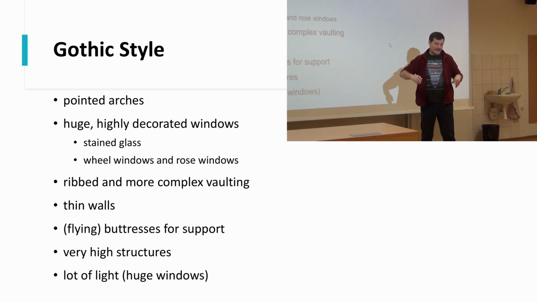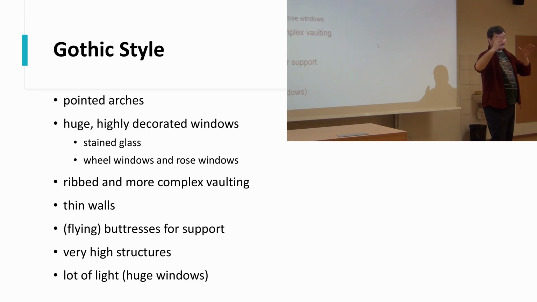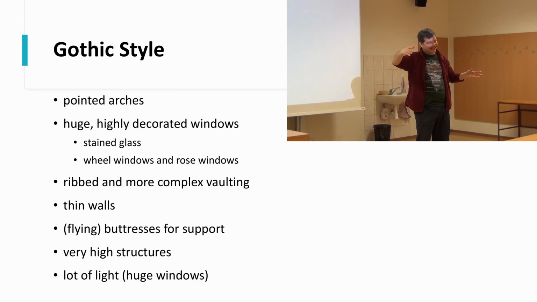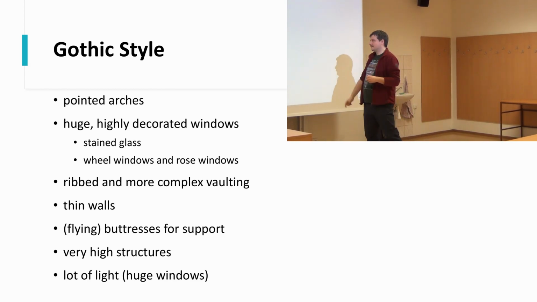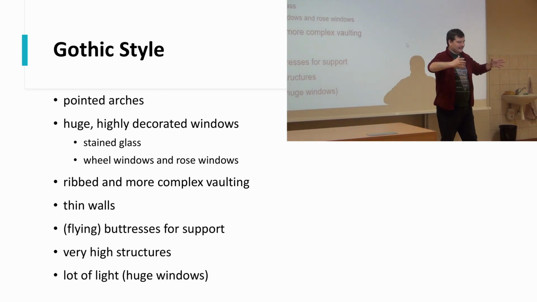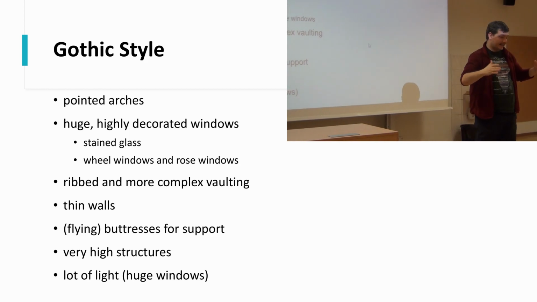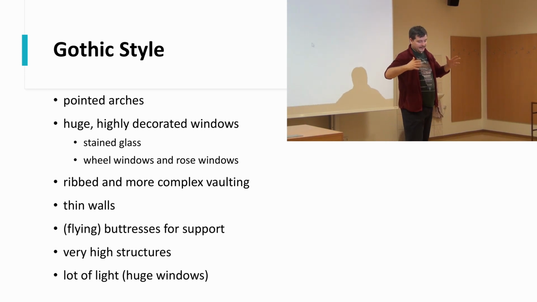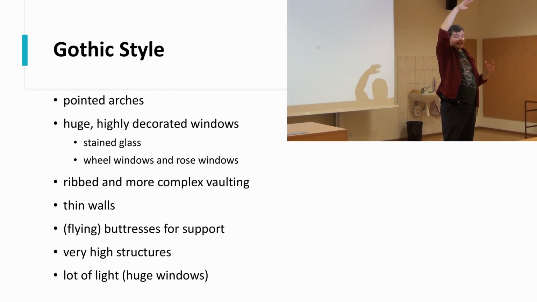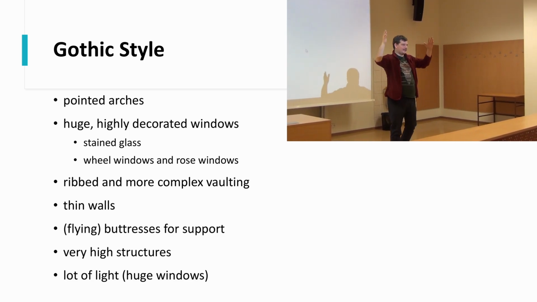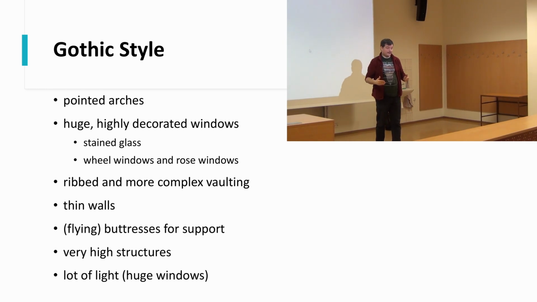And at the same time, while they have huge windows and the walls are much thinner than ever before, yet the buildings are bigger than ever before. And this is why they need buttresses for support. Because if the building is extremely tall, and at the same time the walls are not very strong, then what can happen is that too much weight would just push the walls to the outside, and it would just collapse. So we need the buttresses to keep the walls from falling to the outside.